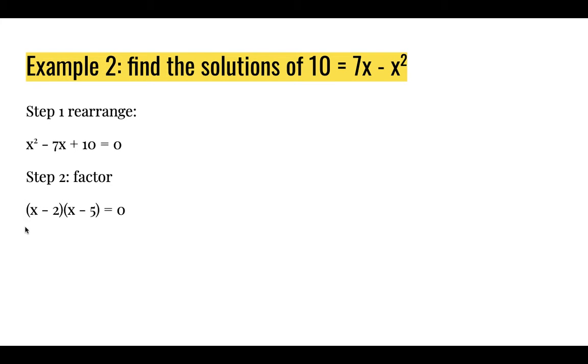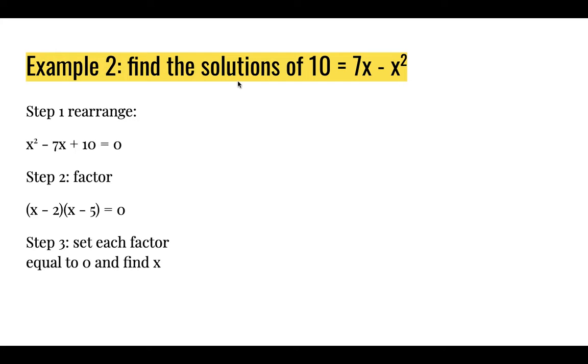So if we do that using whichever method you like, the box method or whichever methods we've been doing in class, basically finding the two numbers, you get x minus 2 times x minus 5. Now step 3 is to set each factor equal to 0 and find x.